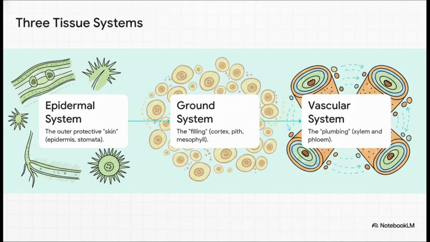First, you've got the epidermal system. This is the plant's skin, its protective outer layer. It includes stuff like the epidermis itself, the stomata for breathing, and even root hairs. Second is the ground system. This is basically all the filler tissue. It's everything that isn't skin or plumbing. Think of the cortex and the pith. And third, the vascular system. That's the plumbing we just talked about, the transportation network made up of xylem and phloem.